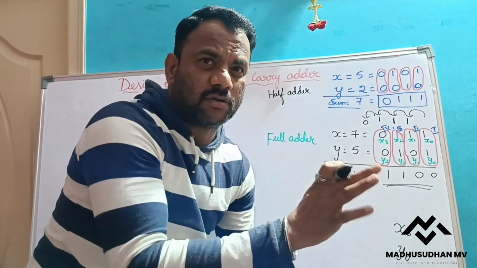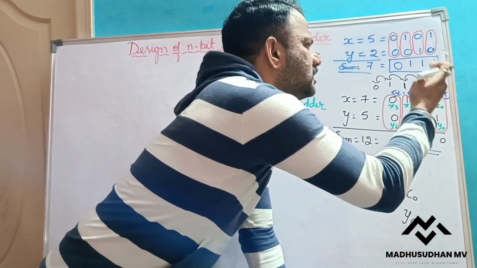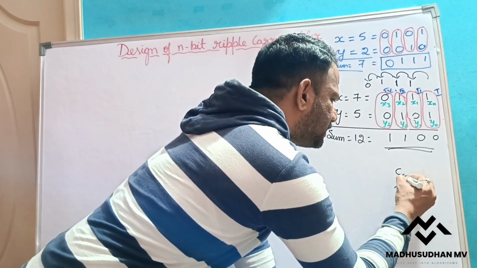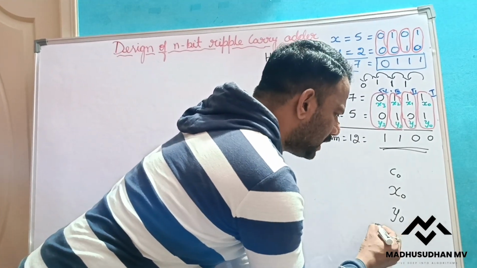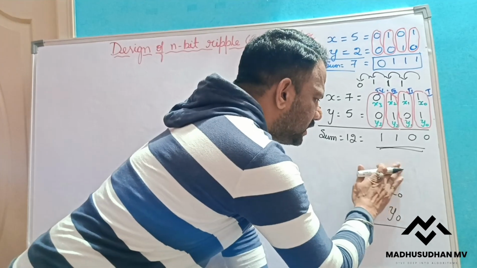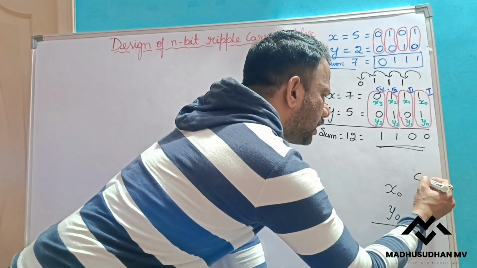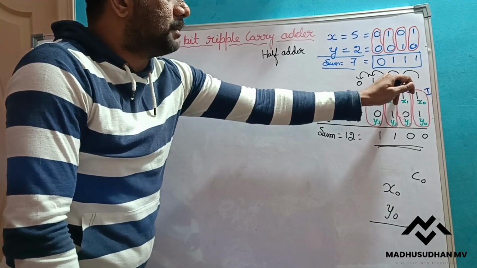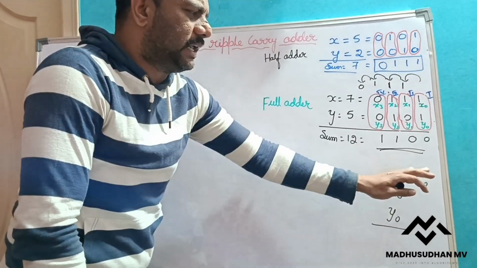Initially carry is always 0. There is no carry in the first stage, because this is the first stage I am adding. So initially the carry, I will call it C0. I need to add these 3 bits. Instead of writing C0 here, I will write it here, because the third bit is always the carry generated in the previous stage.